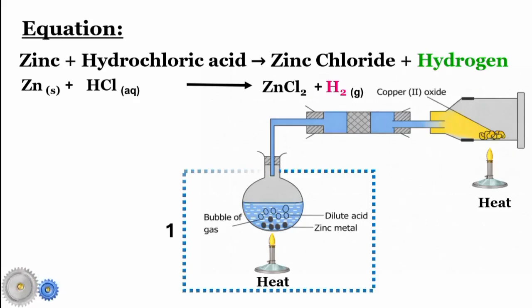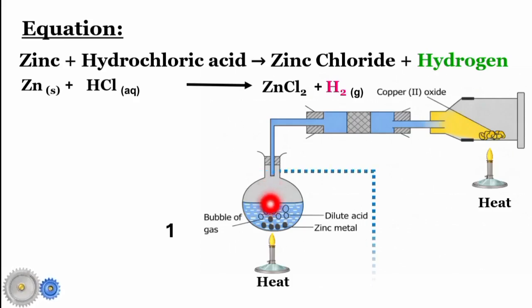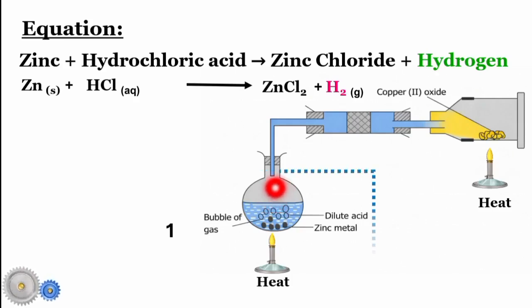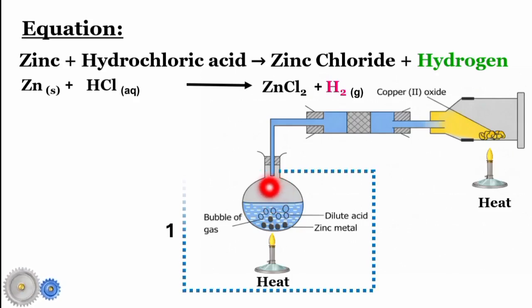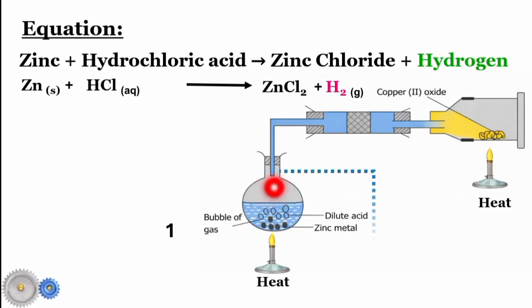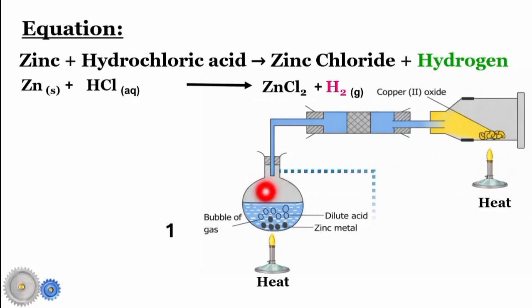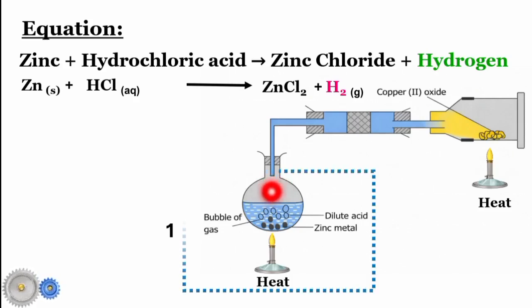The essence of this reaction is to produce hydrogen gas. We can see bubbles of gas here. These bubbles of gas are representing hydrogen gas. It turns out that the hydrogen gas produced in this rounded flask has some traces of moisture or some traces of water. Now, where will these traces of water go?